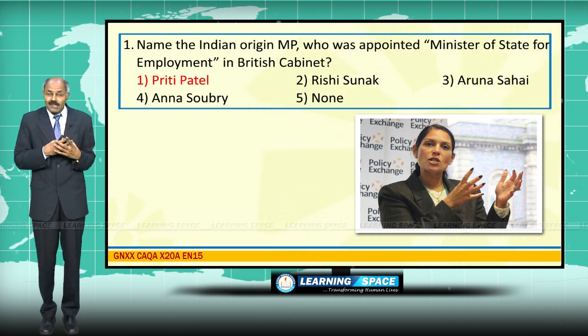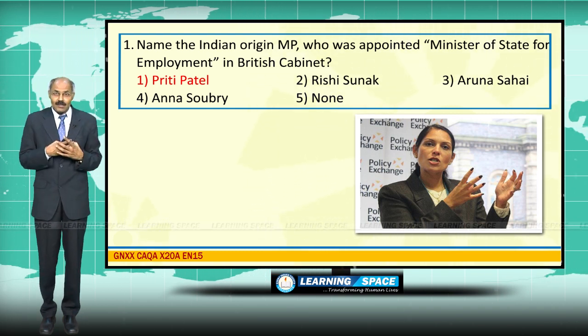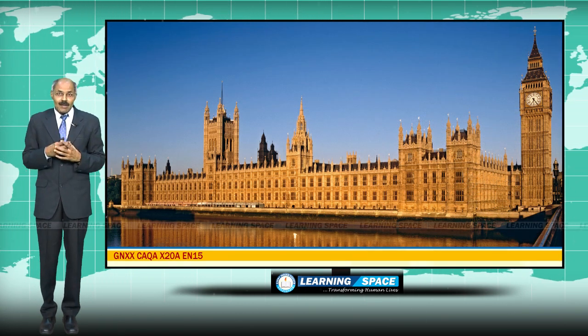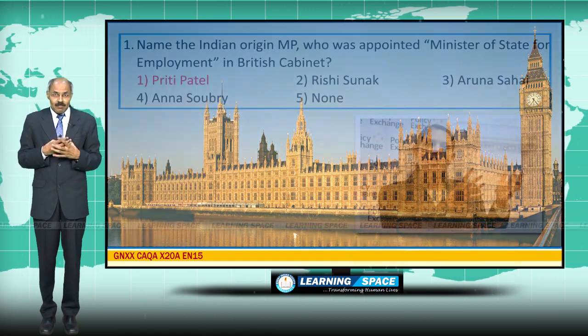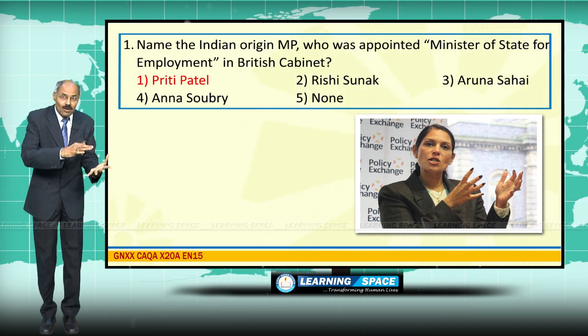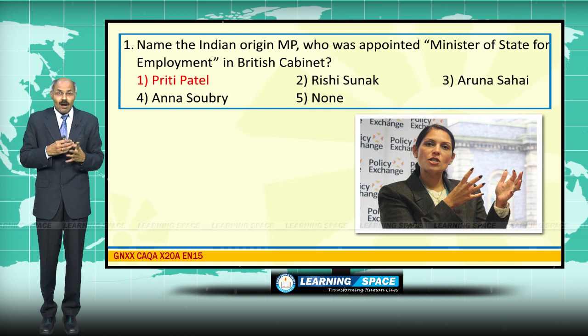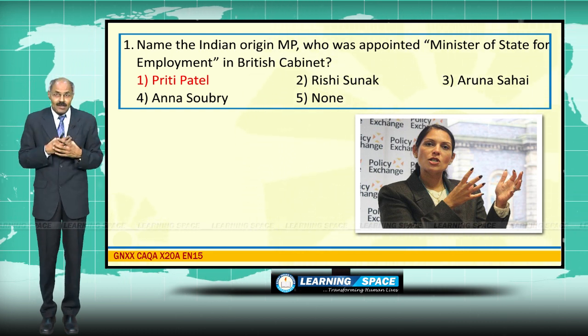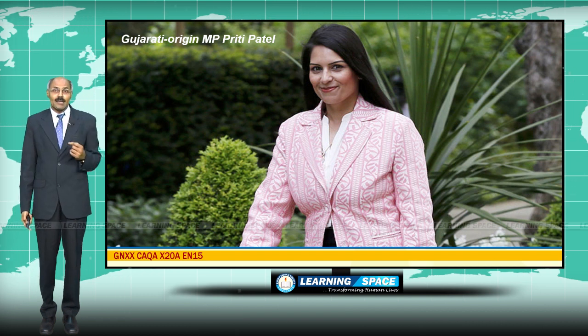We have discussed in the previous classes, British Parliament, lower house is House of Commons, upper house is House of Lords, and Palace of Westminster is the place where these two houses are housed. And please don't forget, 10 Downing Street is the residence of Prime Minister. And Preeti Patel is the Indian origin MP who became a Minister of State for Employment in United Kingdom.